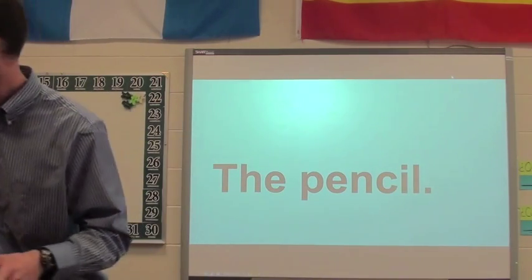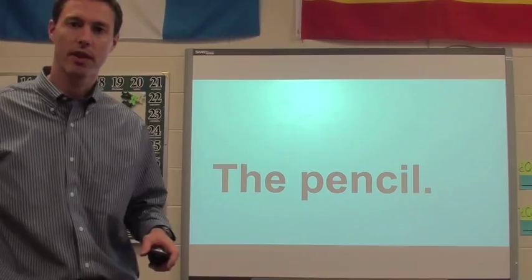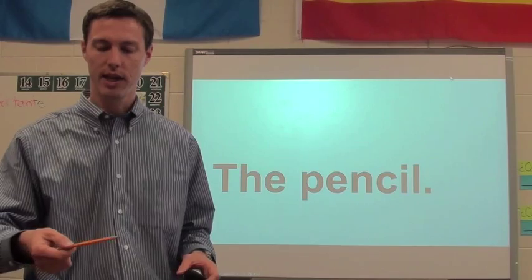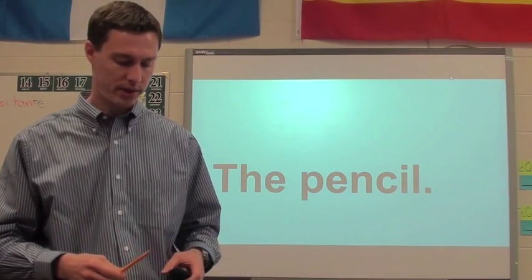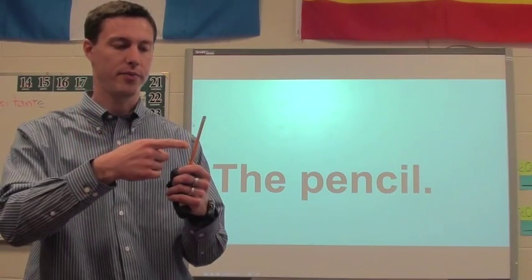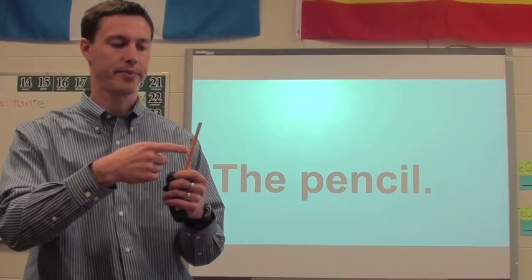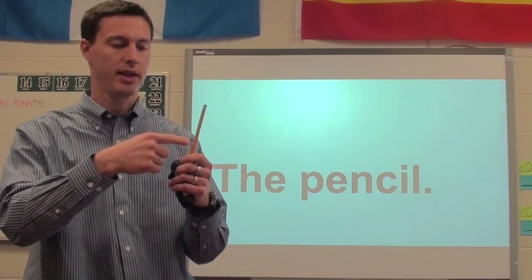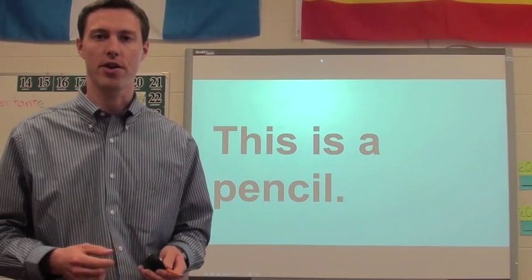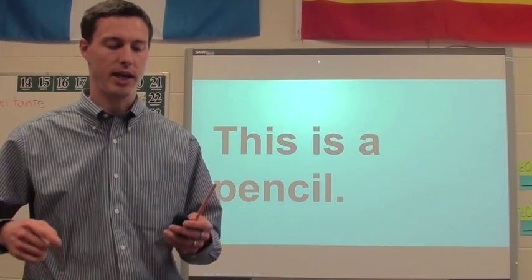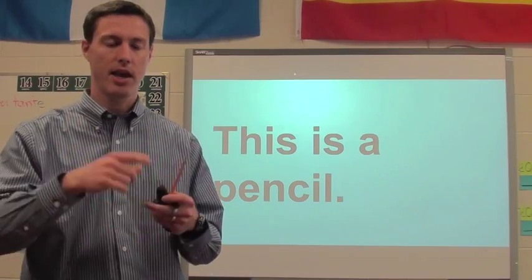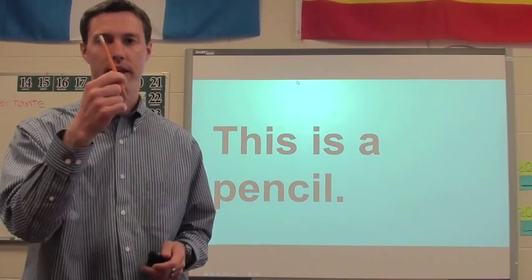Okay, the pencil. Let me find one real quick. If I want to talk about an object, I could be talking about anything: scissors, paper, crayons. But here's what I would say: the pencil. If I wanted to make the sentence longer, this is a pencil, I would say this is a pencil.